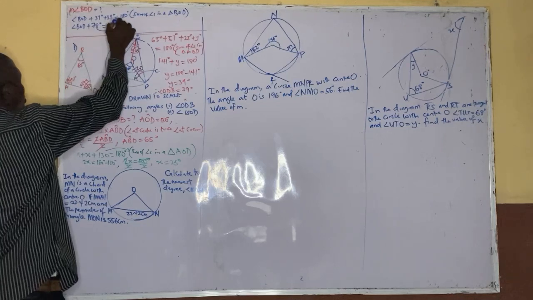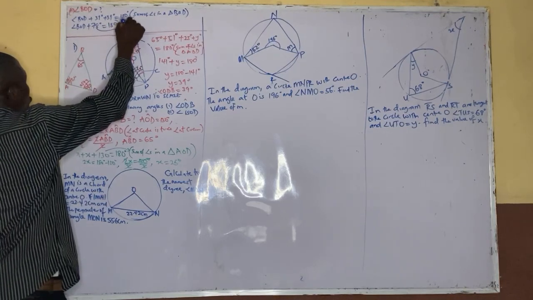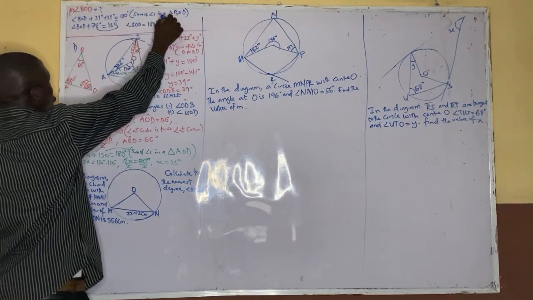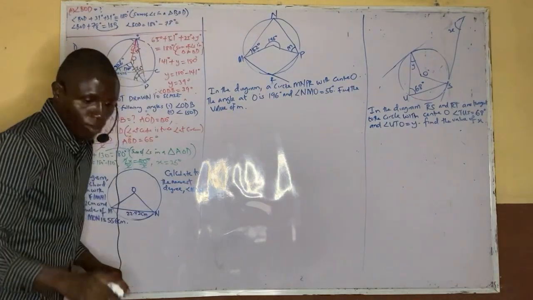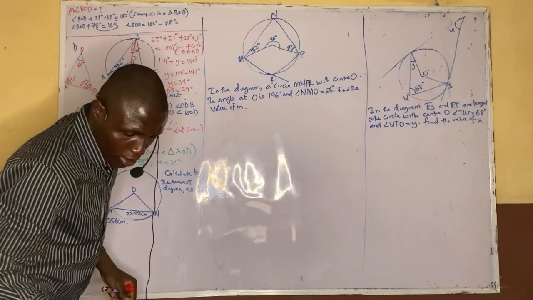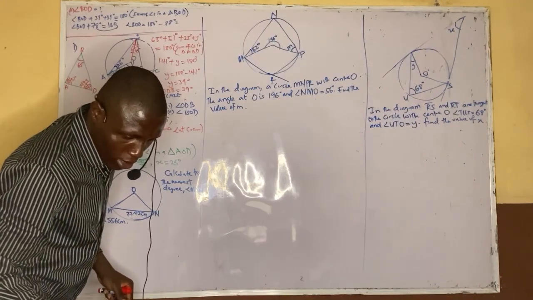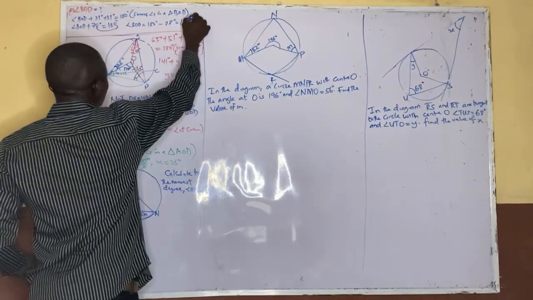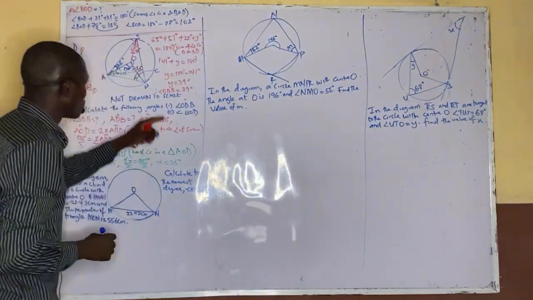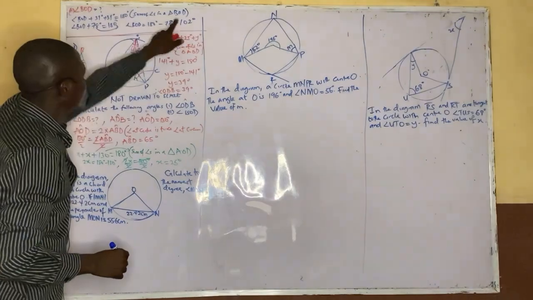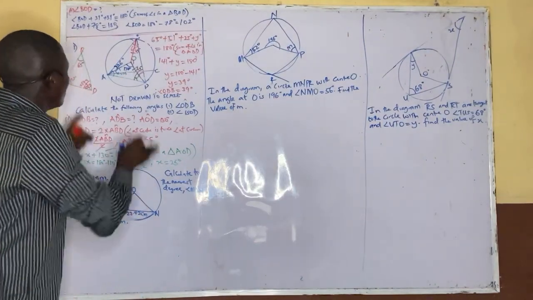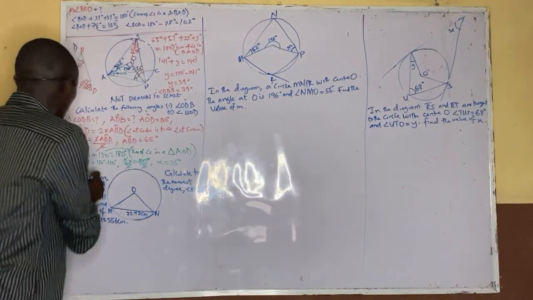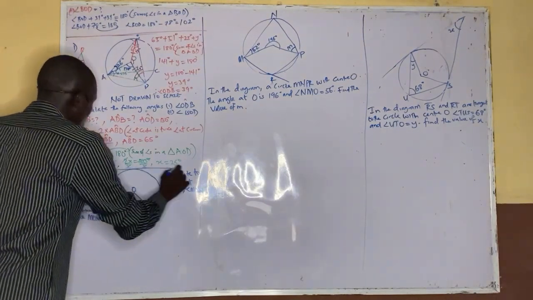So you transfer 78 to the other side, you have angle BOD equal to 180 degrees minus 78 degrees. So 180 minus 78, we have 102 degrees. So that's that. The first one is 39 degrees. The second one is 102 degrees. Please take note of that. Rewind if you need to rewind. You have to get how I did this equation. So we are done with this question now.